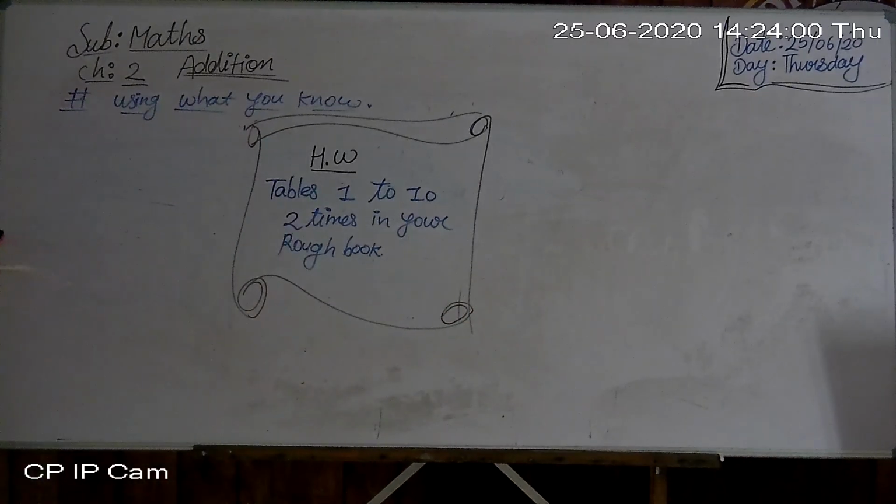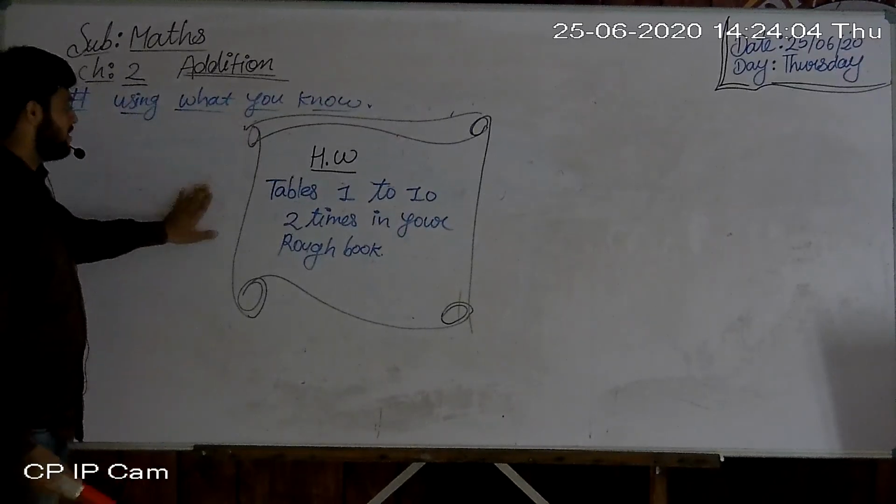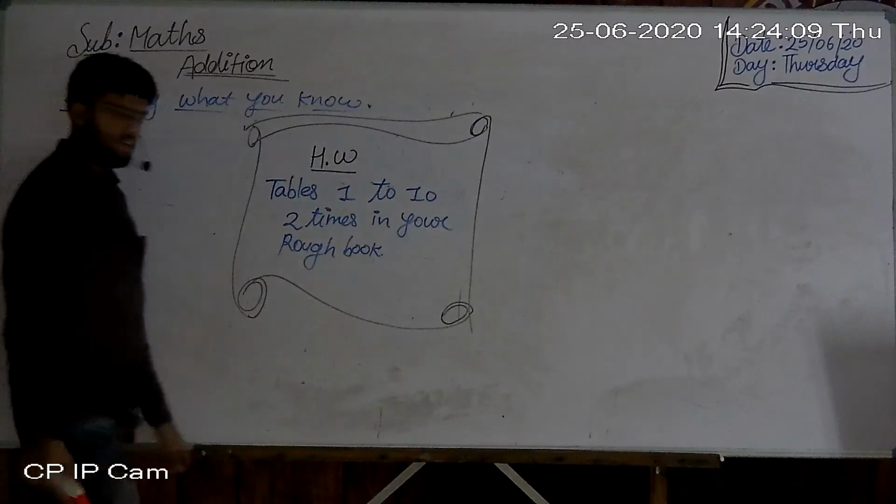Today's homework: anyhow, we can complete our homework. Today's homework is what? 1 to 10 tables, 2 times in your rough book. Okay.